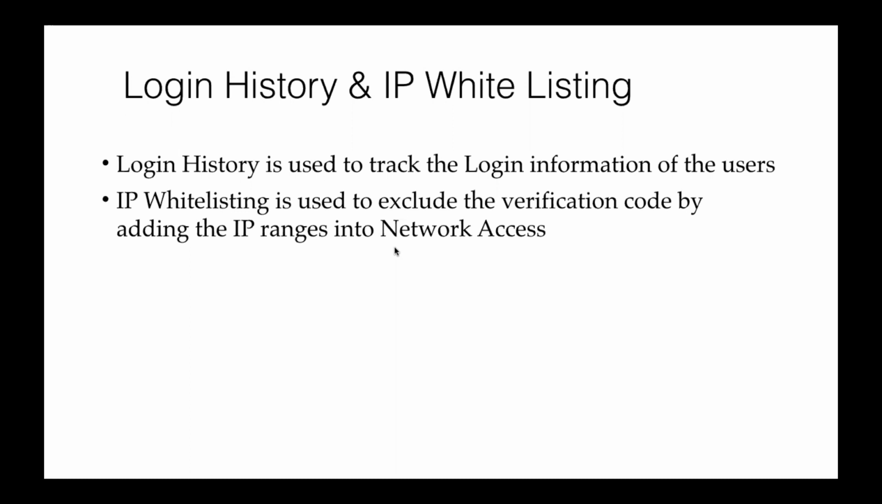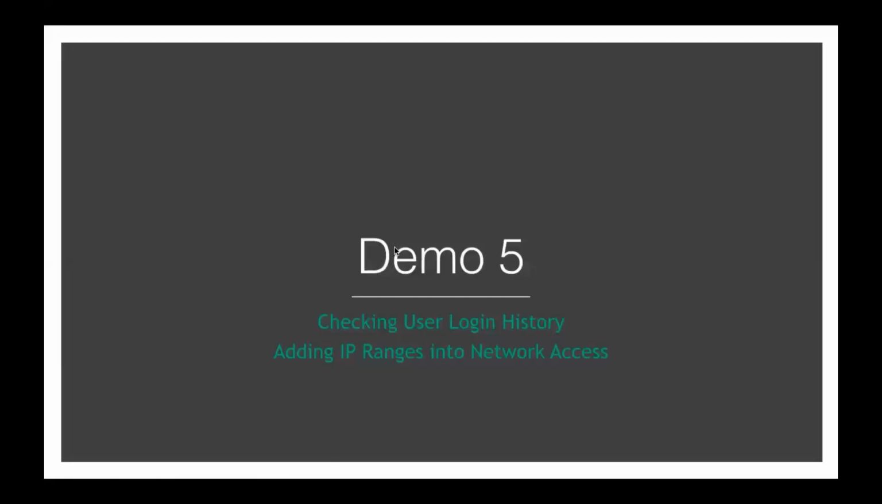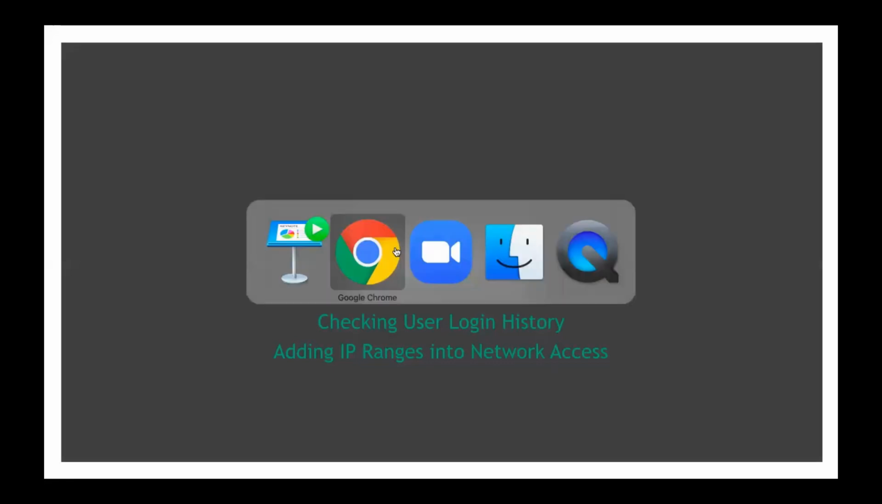And there is another use case. Say you have certain profiles and you want your users to log in from your network only. Then you can add your IP ranges at the profile level. If the user tries to log in from outside the IP range added at the profile level, the user will not be able to log in to the system, and all that activity will be tracked in the login history. So now let's see how we can do this.